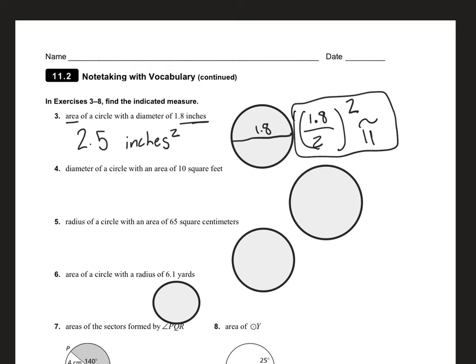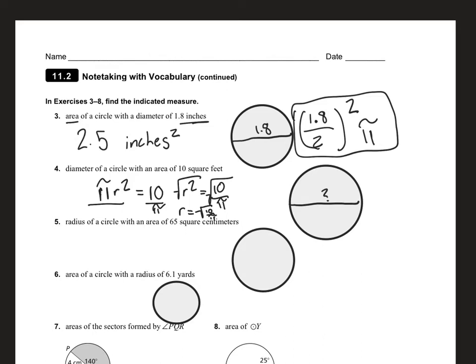Okay, so the diameter of a circle with an area of 10 square feet. So we know that the diameter is a question mark, it's what we're trying to find. So our area formula is pi r squared, which would equal 10. So we want to try and isolate the r variable, the radius. So you would divide by pi, so 10 over pi, and then you have r squared equals 10 over pi. Then you would square root both sides, and you would get r is equal to the square root of 10 over pi.